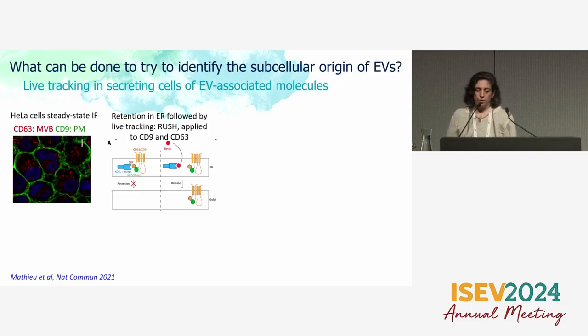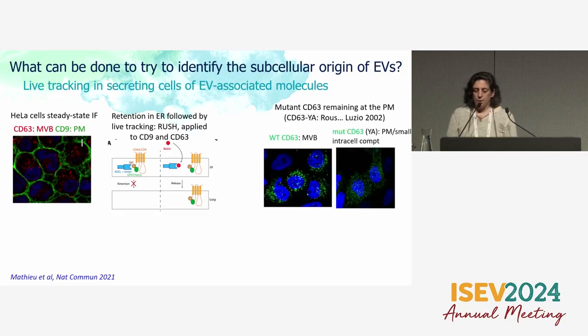And we could show that they were both following the same traffic initially, but then diverging. In this paper, we also used a mutant of CD63, which had been described a very long time ago by the group of Paul Luzio, which is a mutant of the lysosome addressing motif, which thus remains at the plasma membrane. This mutant CD63YA remains at the plasma membrane or in very small compartments close to the plasma membrane.